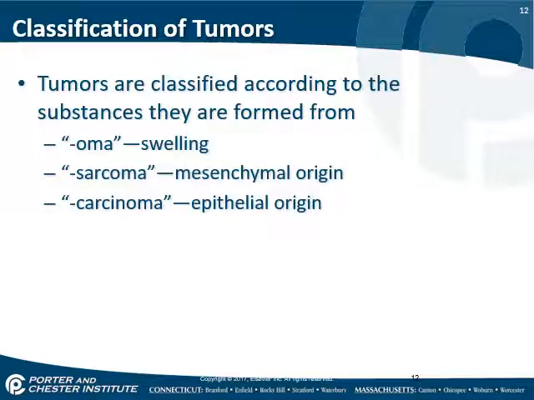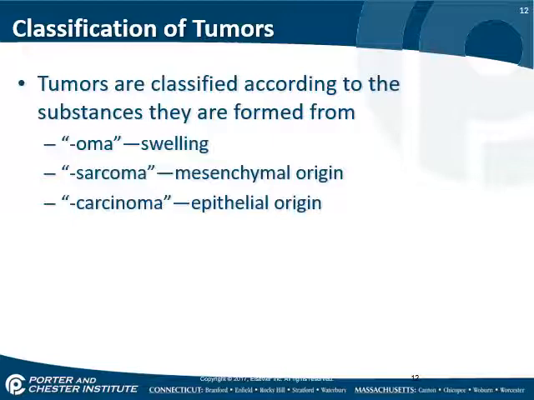Now, classifying tumors. They are classified according to the substances that they are formed from. Okay. OMA. OMA means swelling, whether it's malignant or not. So think about if you get a really big bruise from bleeding, it's known as a hematoma. Okay, so the OMA is in there. It doesn't have to be malignant. It just means there's swelling.